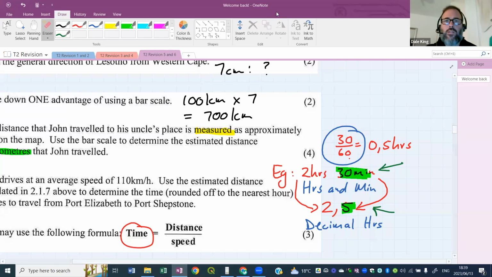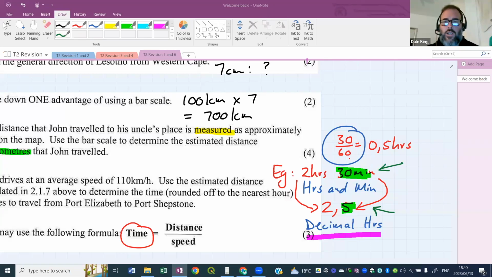You can remember which one of these two this formula likes. The format that this formula likes is decimal hours. All right, Bianca, decimal hours. This is the one that this formula wants. Please remember that.